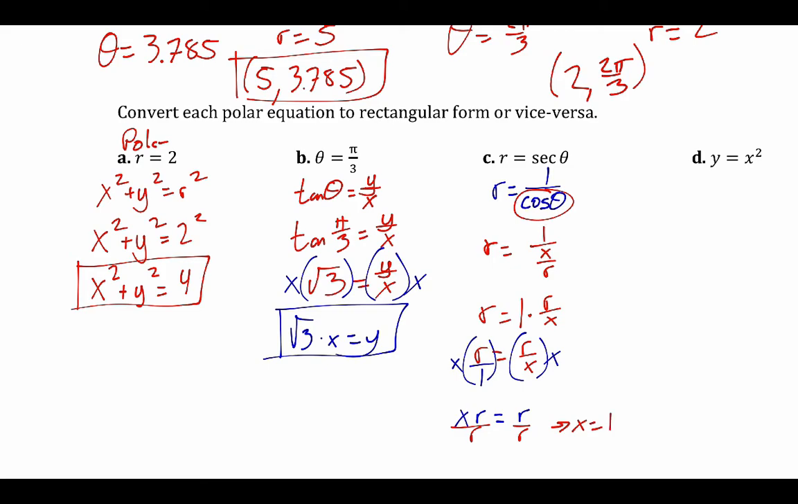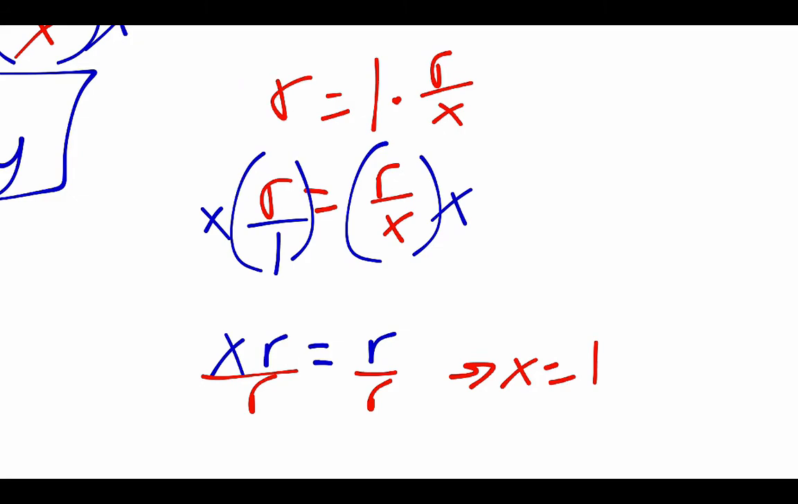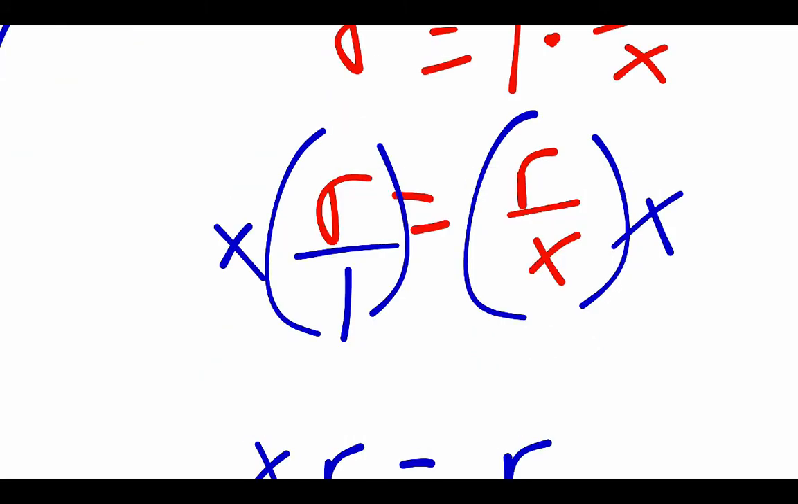Another way you could look at it, going back to the setup before we started simplifying, we had r over 1 equals r over x. Well, the 1 and the x are in the same position, so they have to match up. 1 has to be equal to x.